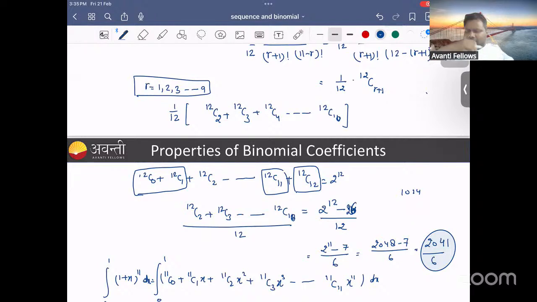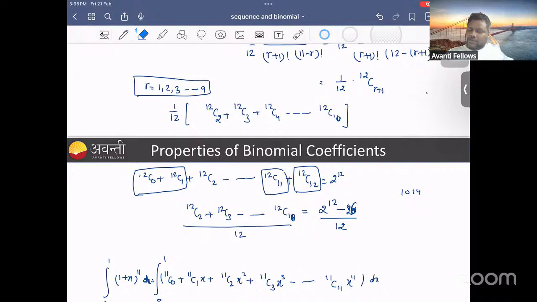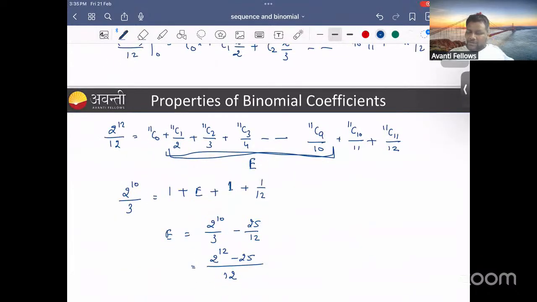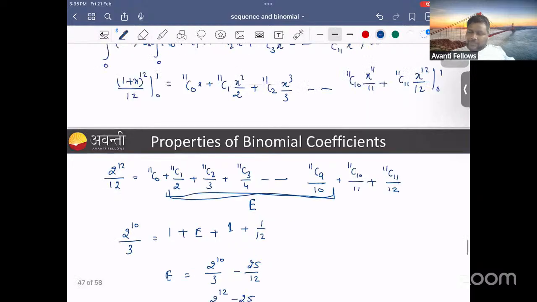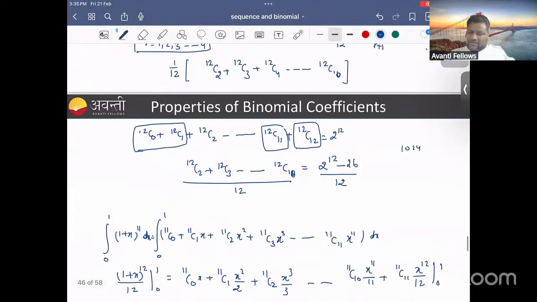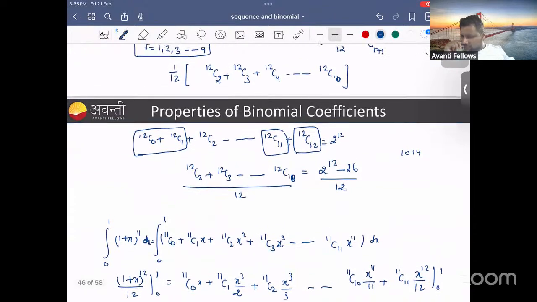12C1 to 12C10. 12C2 to 12C10. So 2 to the power 12. So this goes wrong now. Some mistake happened here. So it should be 2 to the power 12 minus 26. So what is happening here? 24 and 125. Now one error is here. 12C2, 12C3, 12C10.